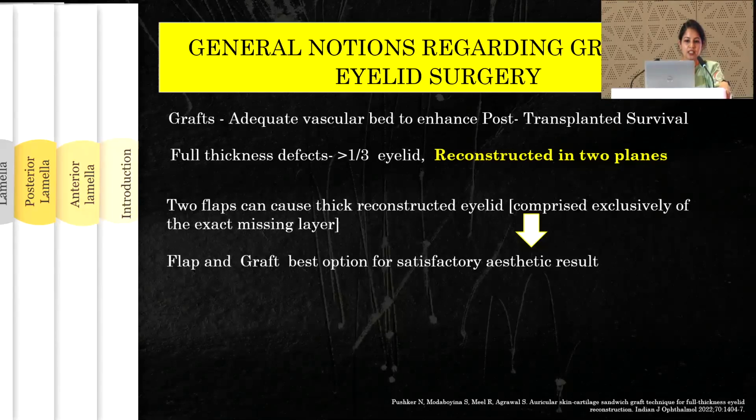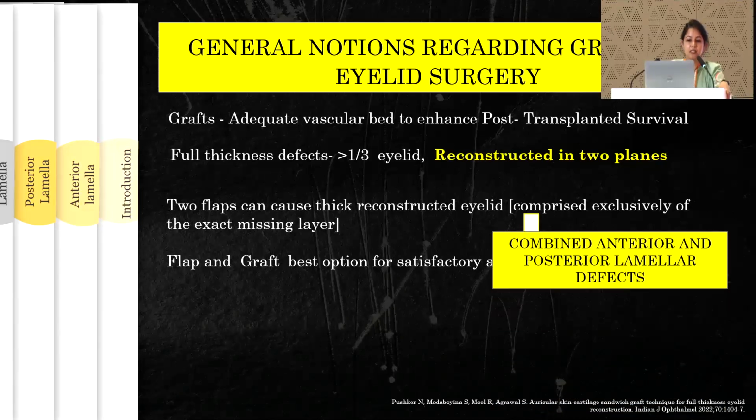Considering the two aspects, the association of the two flaps for the construction of both lamella is generally not indicated. So from this point, it could be taken that the use of two flaps for lid reconstruction seems to be the safest combination in terms of the vascular supply. However, the use of the two flaps can cause a thick reconstructed eyelid unless exclusively replaced by the missed tissues. So for the same reason, use of flap and graft is the best option for satisfactory aesthetic results.